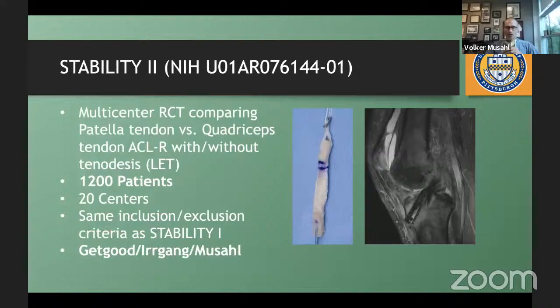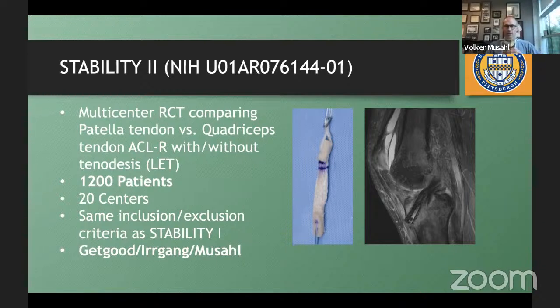So putting all this experience from our three-dimensional kinematics study together with Stability 1, with such a small failure rate, Al Getgood reached out to us about 2 years ago and said to Jay Irgang and me, would you guys want to collaborate on another stability project using patella tendon and quadriceps tendon? And I think this is a super exciting study. We call it Stability 2. We asked the NIH if they're interested in funding this. They said yes. It's going to be a 20-center, multi-center study. It's funded with over $3 million.